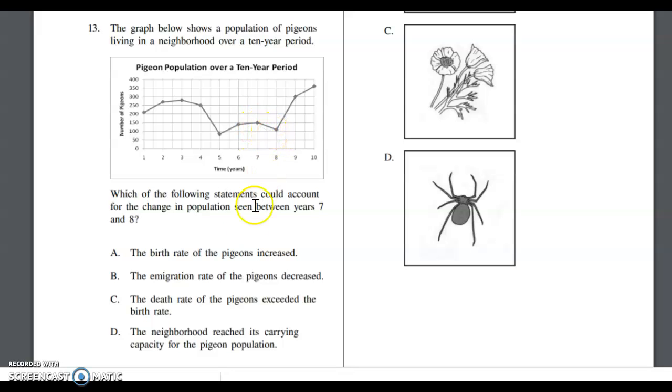Population is going down. So the birth rate of the pigeon increased. Well, now if more pigeons are being born, then it would increase. The E migration, which means leaving rate, pigeons decrease. Well, if fewer are leaving, then the population would not decrease.